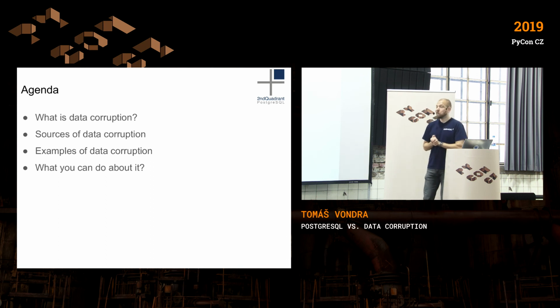Like, where does data corruption come from? If you have a database, how could it get corrupted in some way? I will give you some examples from the history of Postgres. Some of those issues are already solved, but some of them are not, and you may actually be affected by them. And finally, we will talk about what steps you can take to minimize the likelihood or the damage caused by data corruption.